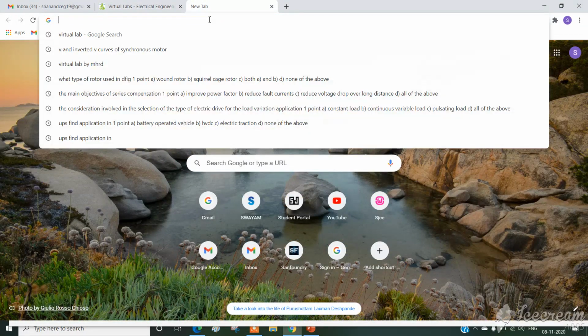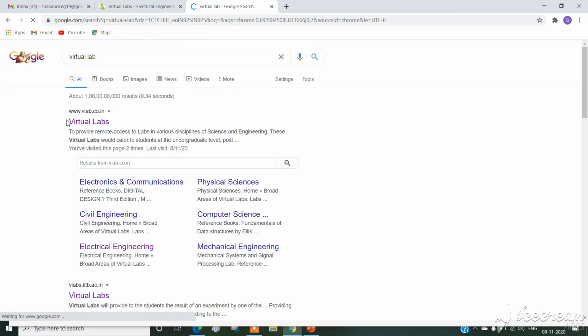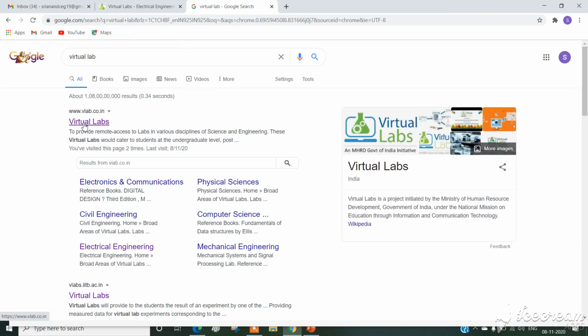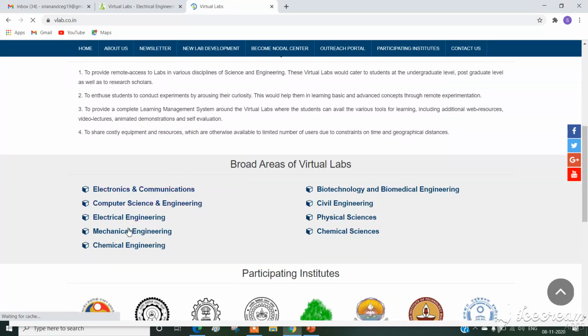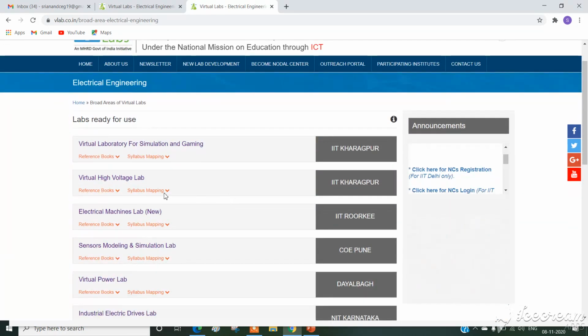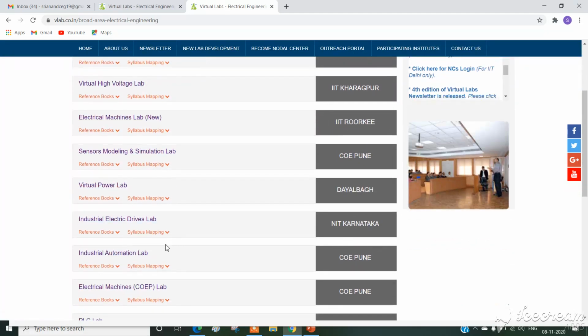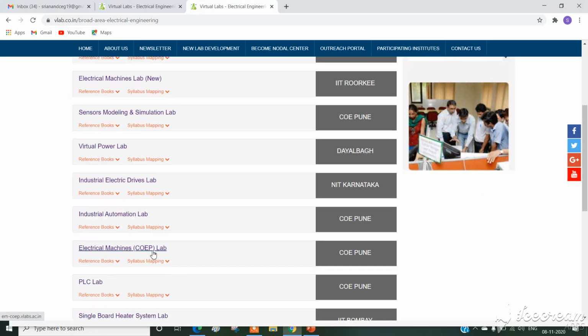Simply type virtual lab in Google. In the first tab it shows virtual lab, vlab.co.in. Simply click on it and drop down. Click on electrical engineering. In that, with respect to electrical machines, we have around 3 links. We will concentrate on the electrical machines COEP lab, by COE Pune. Simply click this one.